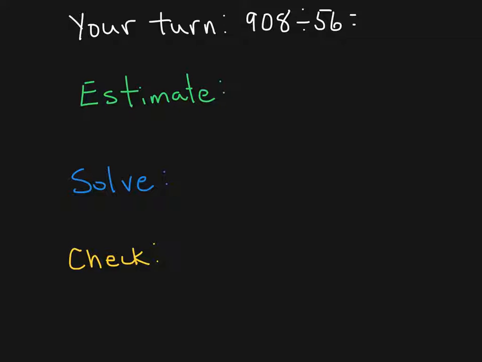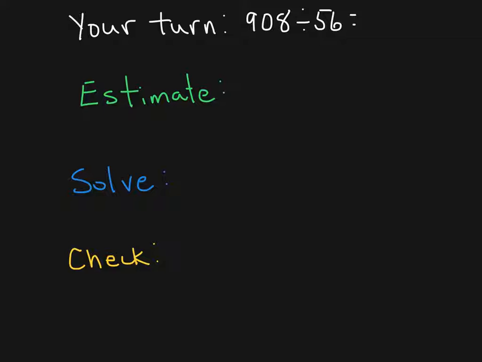Okay, now it's your turn. 908 divided by 56. Remember to round and find an estimate and round the divisor first. And that your estimate will place the number in the tens place. It won't give you the whole answer, but it will give you the first digit in your quotient.